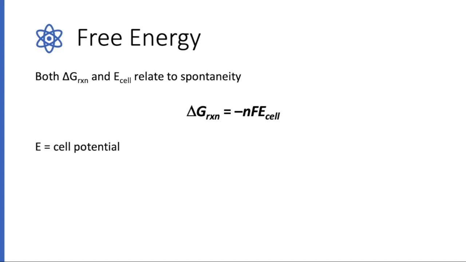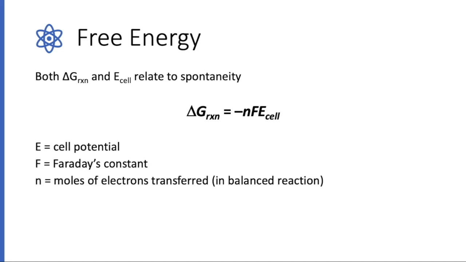E is our cell potential. That's what we calculated in the previous part, where we were just looking at the reduction potential tables. F is Faraday's constant, and n is the number of moles of electrons transferred in the balanced chemical reaction. So in the example we just did, that would be 2. And this is the value of Faraday's constant, 96,485 joules per volt mole. You sometimes see it written as coulombs per mole, but that's the same as joules per volt mole. And that's how you calculate delta G.